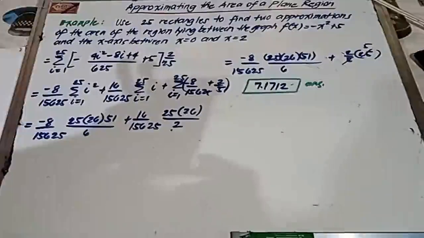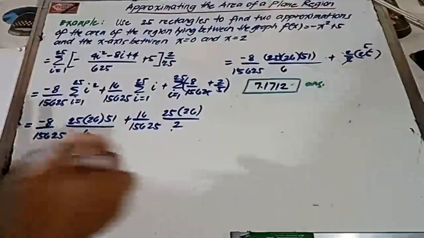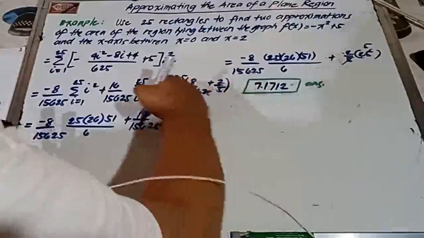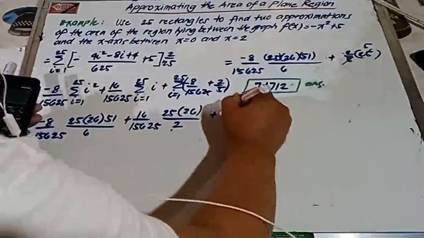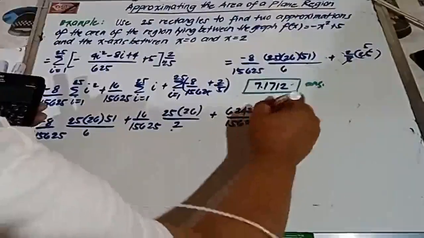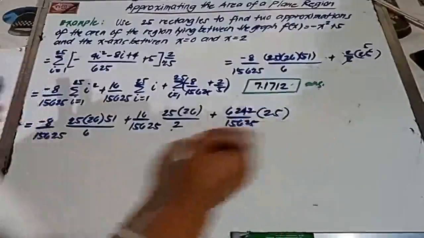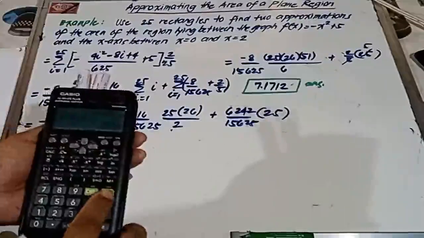We have 6242 over 15,625 times 25 plus 6242 over 15,625 times 25. Okay, diretso ko na. Okay. Gamit ang ating scientific calculator, di na ako magsisimplify. Gamitin ko na lang scientific calculator.